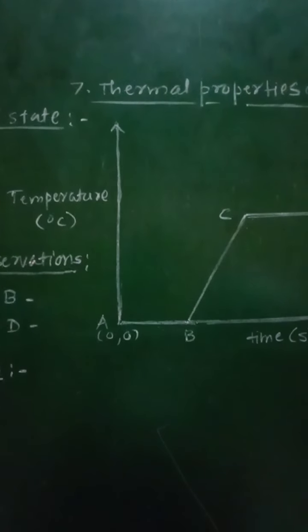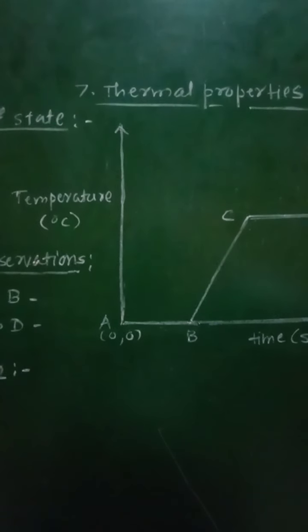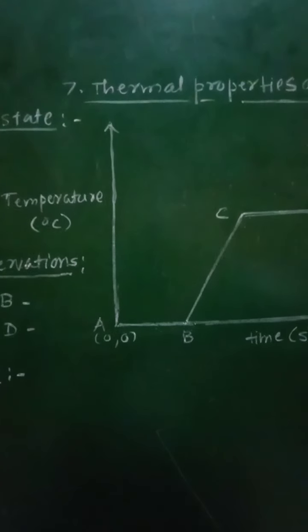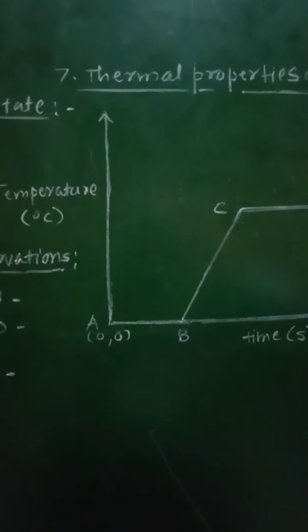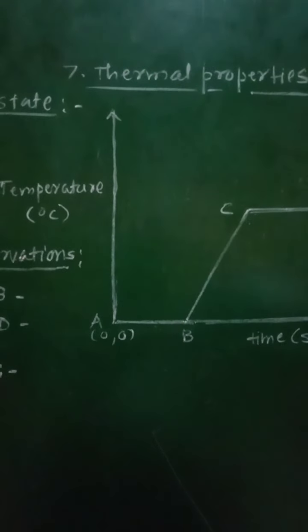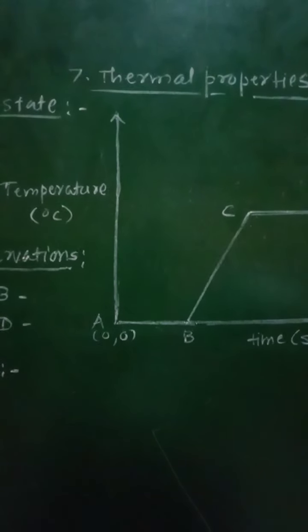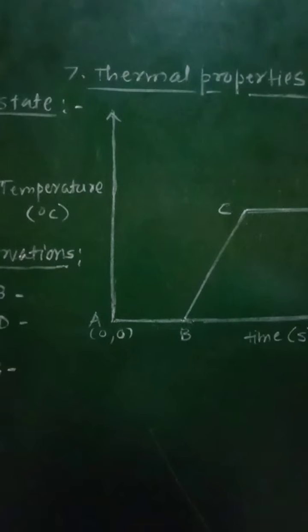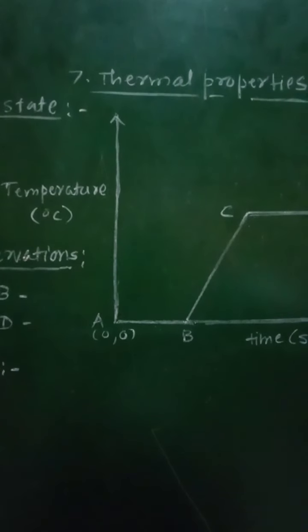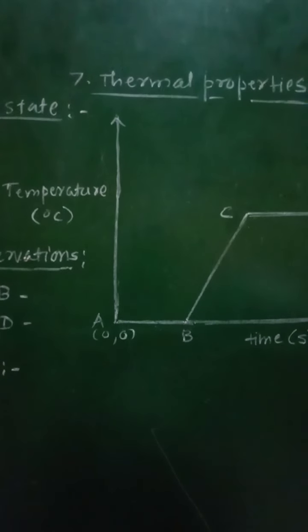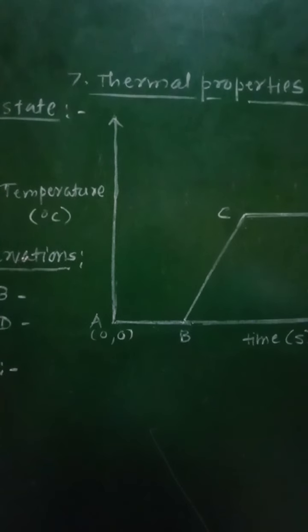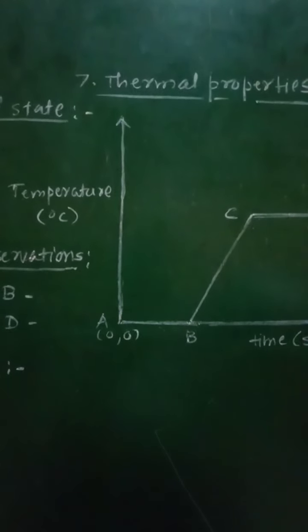The temperature at which the solid and the liquid states of the substance are in thermal equilibrium with each other is called the melting point of the solid or the freezing point of the liquid, and it is a characteristic of the substance and also depends on the pressure.